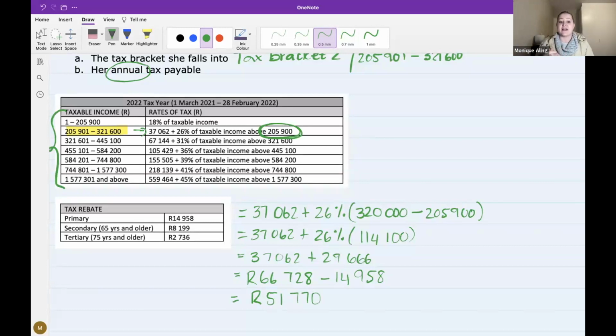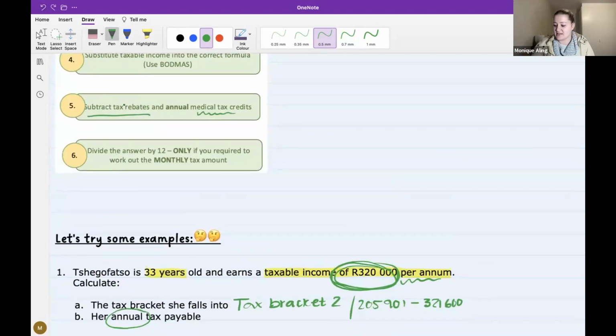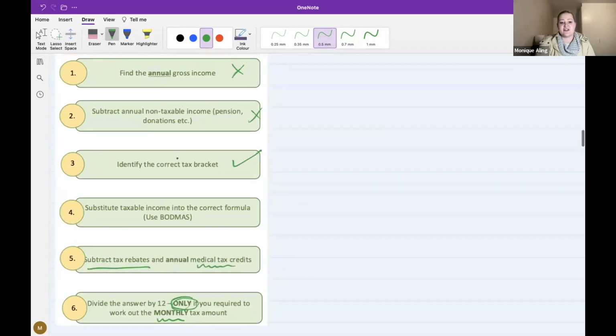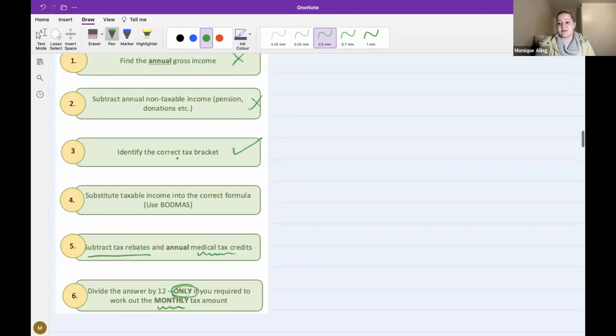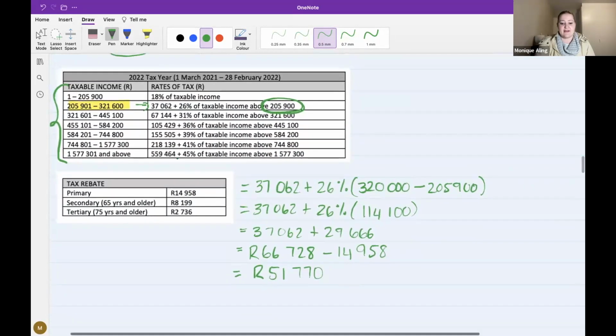If they ask what her monthly tax payable is, we just take our answer and divide by 12 if they ask for the monthly. And that's basically what the last step implies here. It says divide the answer by 12 only if they ask for the monthly tax amount. So you can literally just follow these 6 steps every single time.